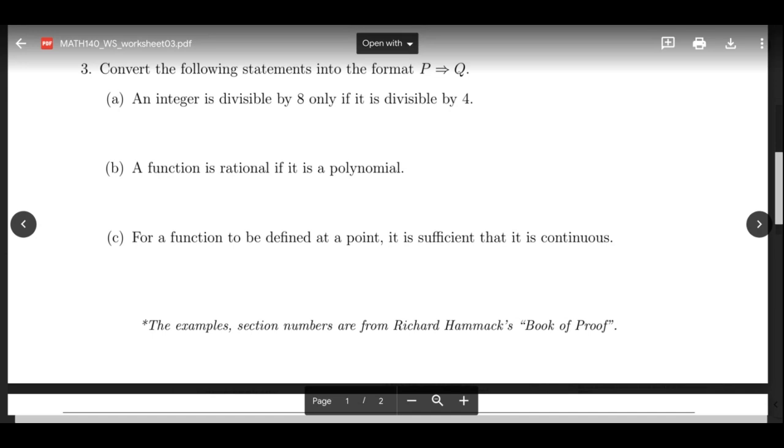Okay, let's try B. B, a function is rational if it is a polynomial. So which part is if? Which part is then? Let's see. Maya is saying P equals it's a polynomial, Q equals function is rational. Yes, I agree with you.